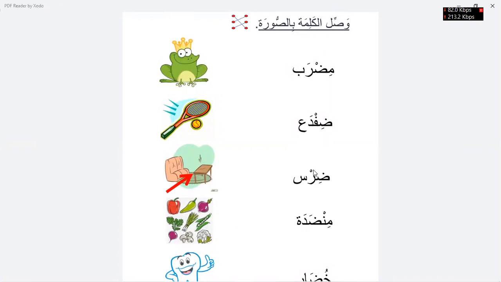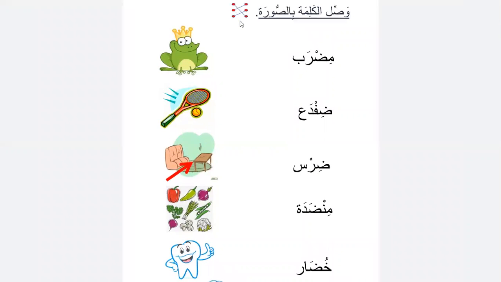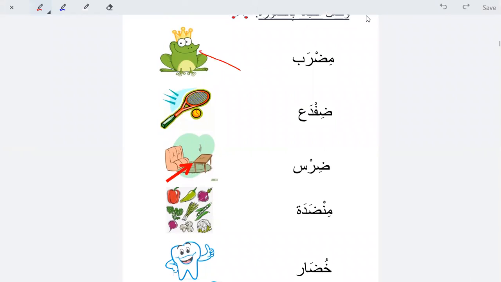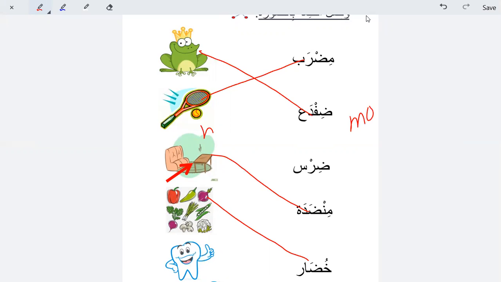Okay, Latifa. Frog, zifda. Good. Racket, mizrab. Good. Table, minzada. Good. Vegetable, khudar. Good. Tooth, dars. This is called molar. What is the spelling of molar teeth? M-O-L-A-R. Molar teeth, okay?